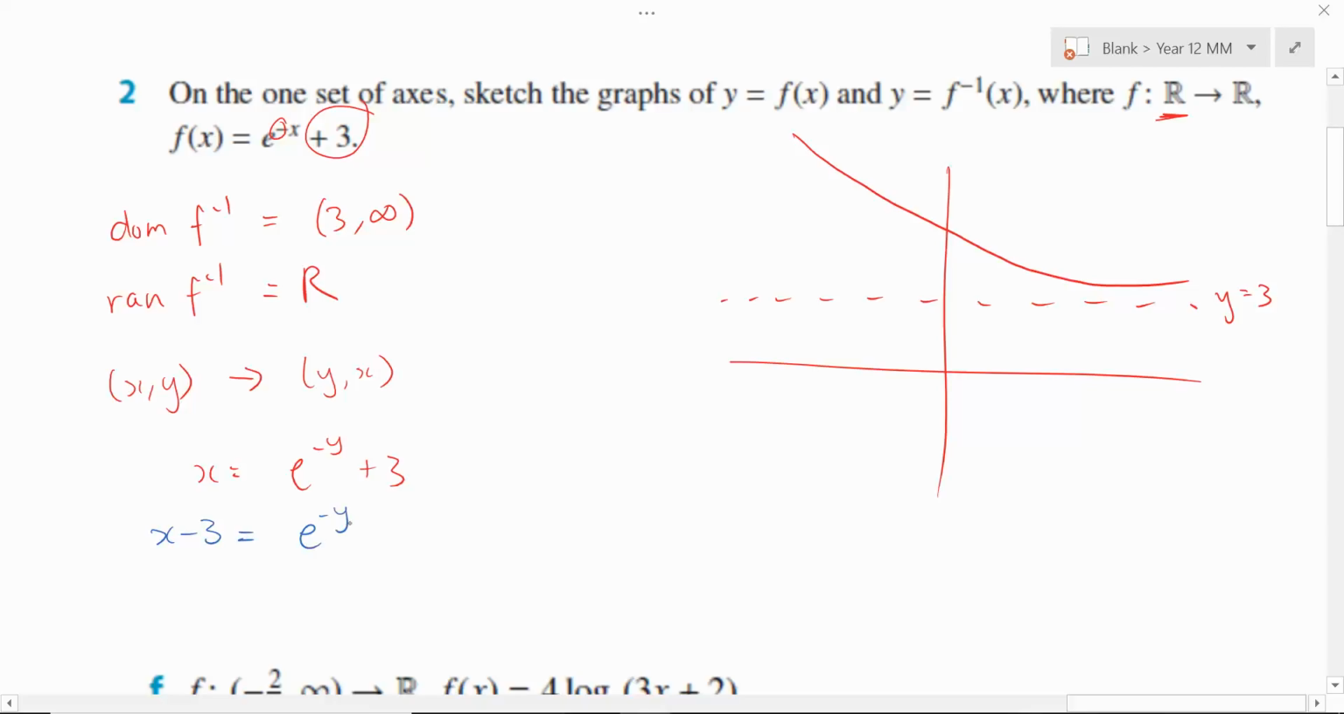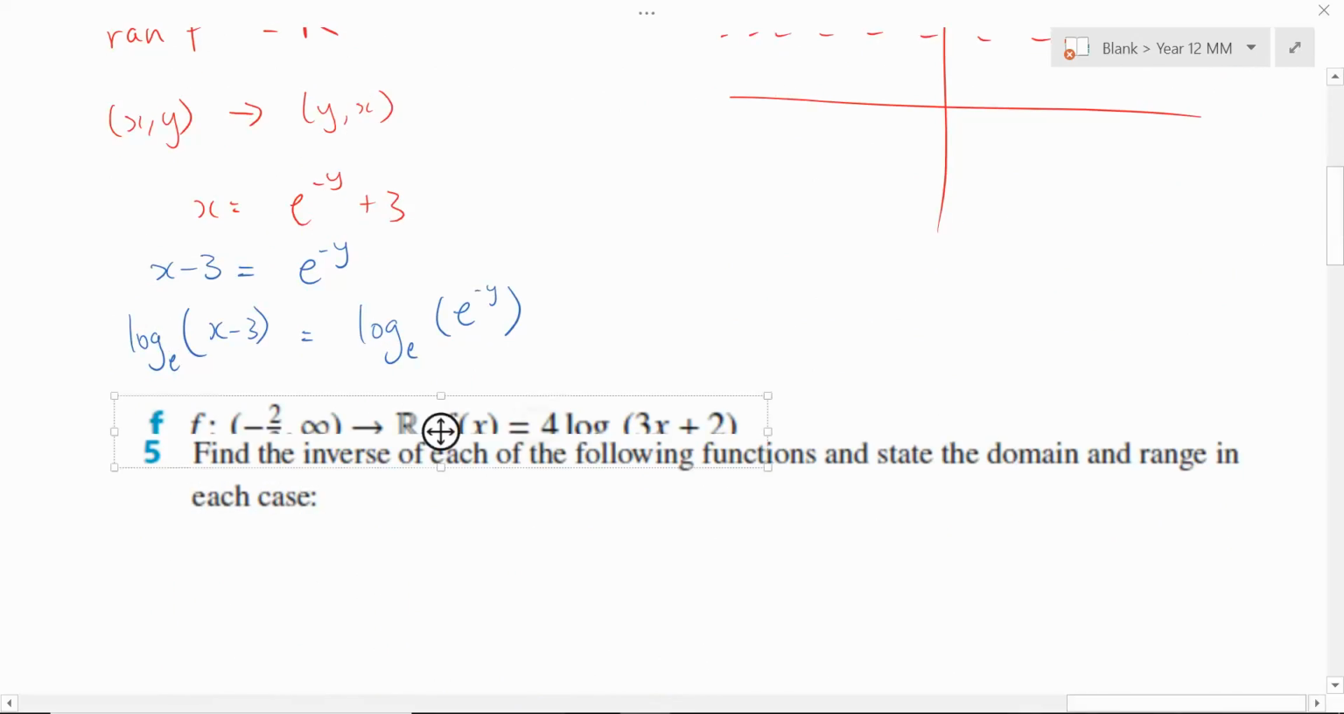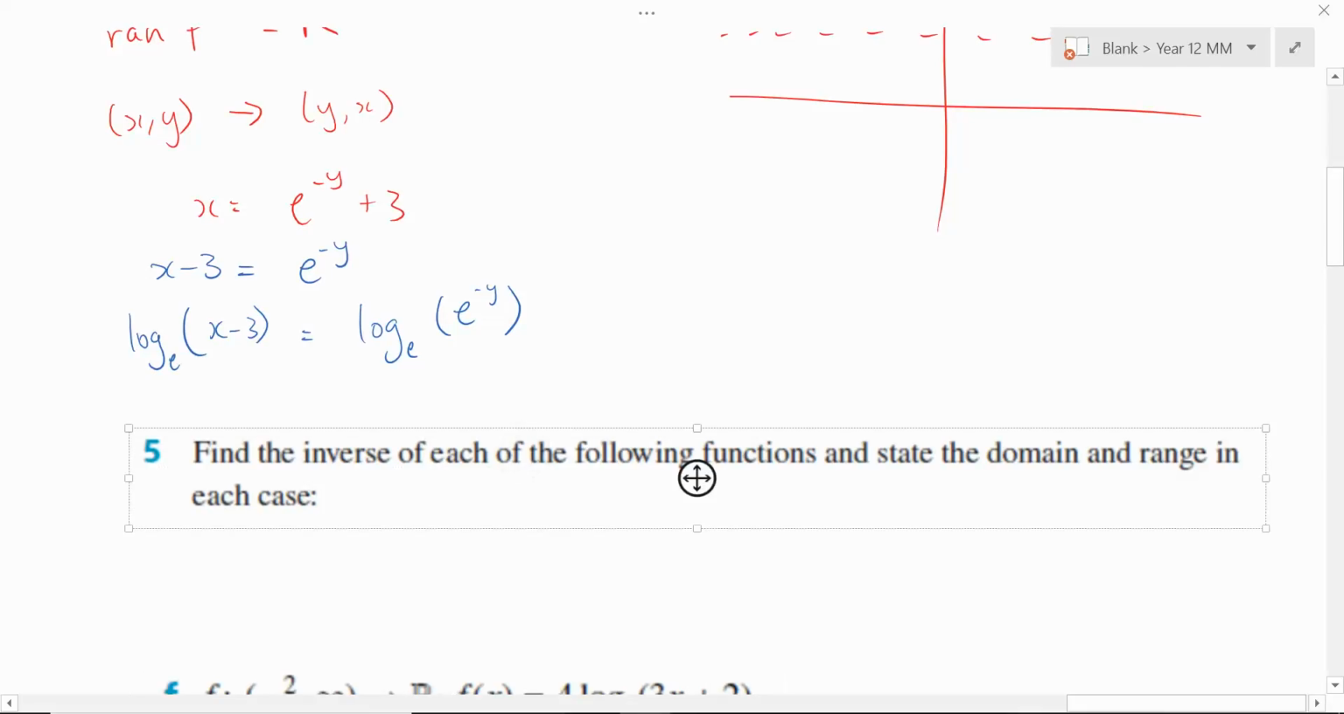Then you log base e both sides. Wouldn't that be log base e x minus log base e 3? Because that's all the left-hand side. So when you say log, you log the entire left-hand side. So this would be log base e of the entire left-hand side, log base e of the entire right-hand side. Okay? Now, I'm just going to move this one down.